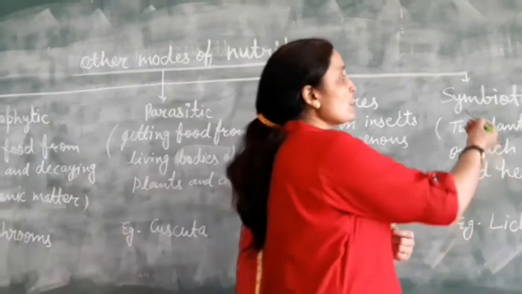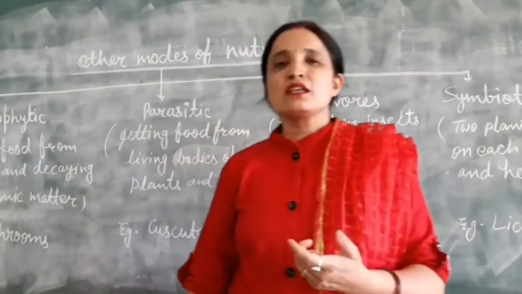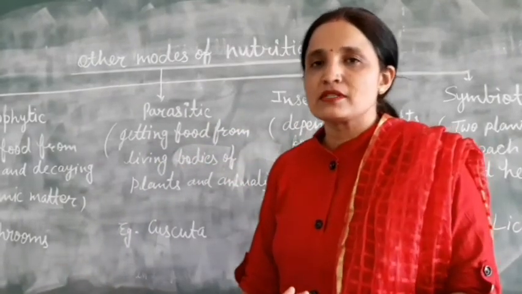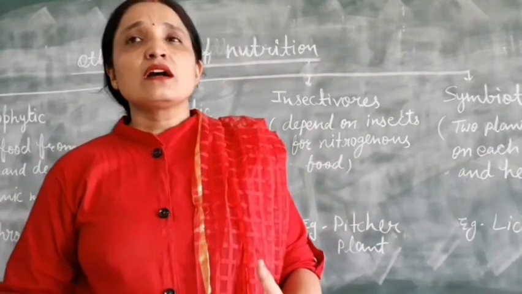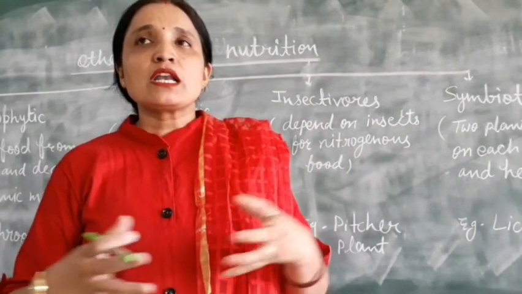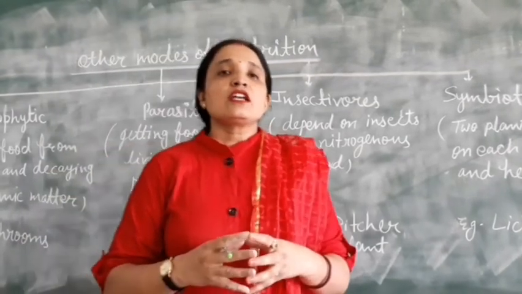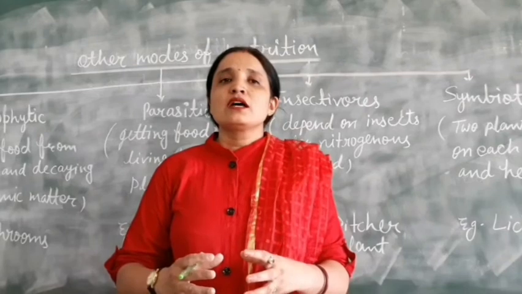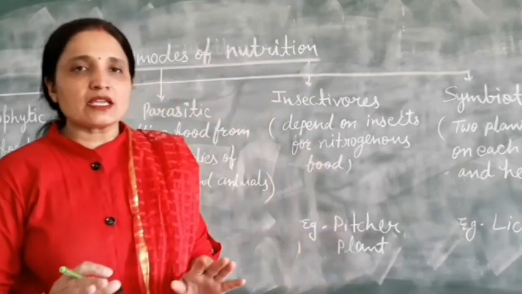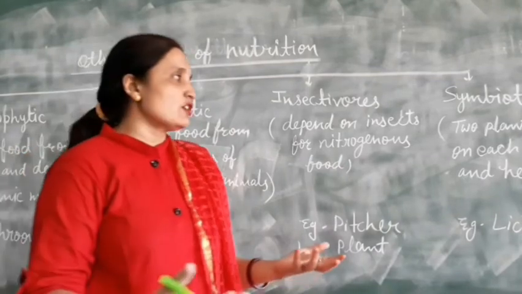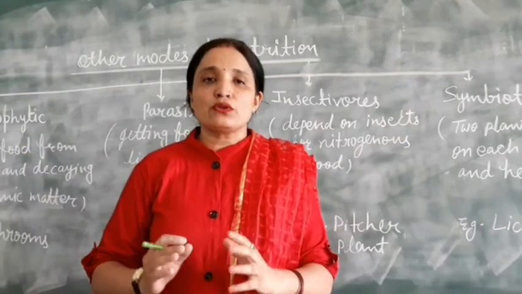And the fourth one is symbiotic. What happens in symbiotic nutrition? Symbiotic means a mutual relationship between two organisms. They depend on each other and help each other. They are not harming anybody. They help each other. That is known as symbiotic nutrition.